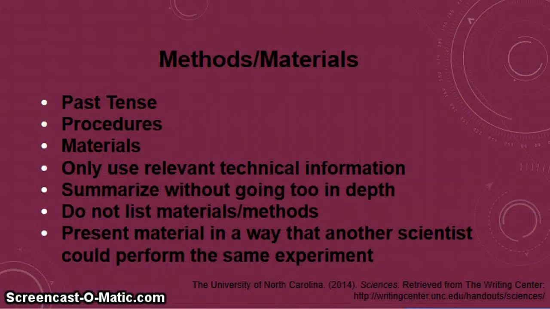In the Methods and Materials section of your writing, you want to be sure to use past tense. The Methods and Materials section is where you describe the procedures and the materials used in the experiment. Only use relevant technical information. Summarize without going too in-depth. Do not simply list the materials and methods. Be sure to present the material in a way that another scientist could perform the same experiment.